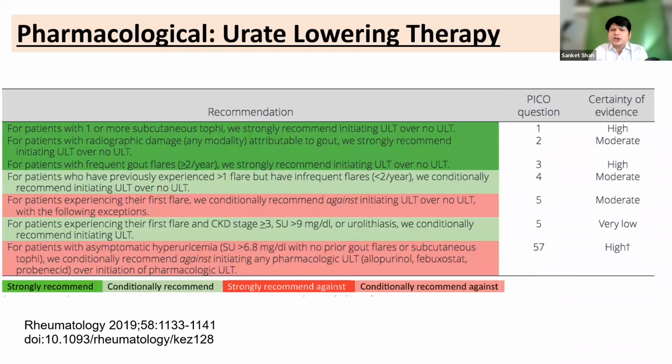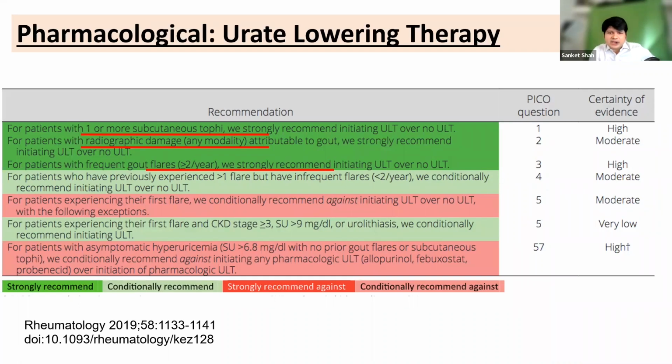Now second is the urate lowering therapy. Again, I am talking here about 2019. If a patient has one or more subcutaneous tophi, start urate lowering therapy. If the patient has radiographic damage by any modality, and specifically erosion, if you can see it on X-ray, start urate lowering therapy. If the patient has more than 2 gout flares per year, start urate lowering therapy. So if it's the first episode, it is not compulsory to start urate lowering therapy.